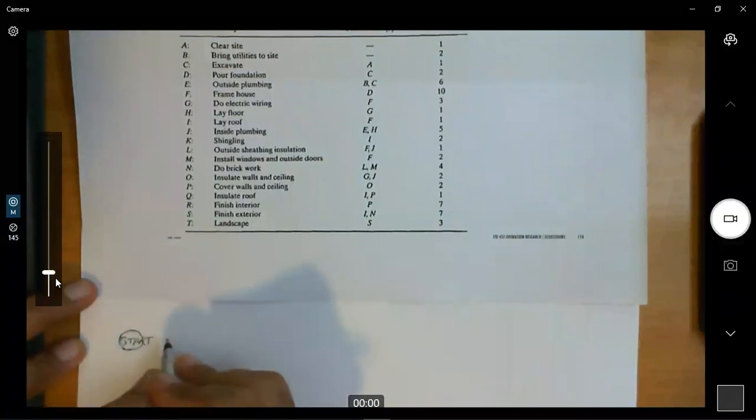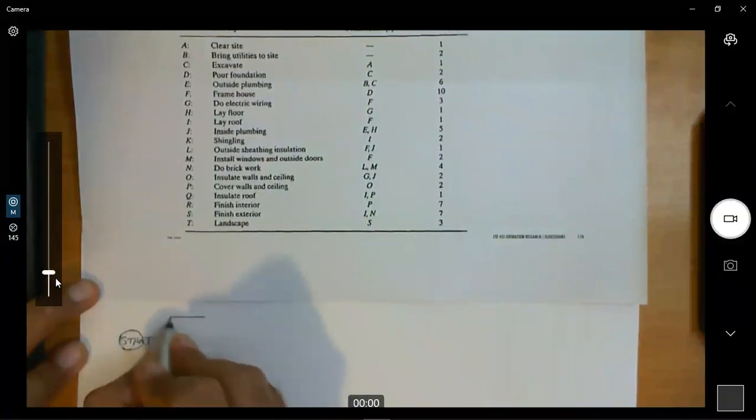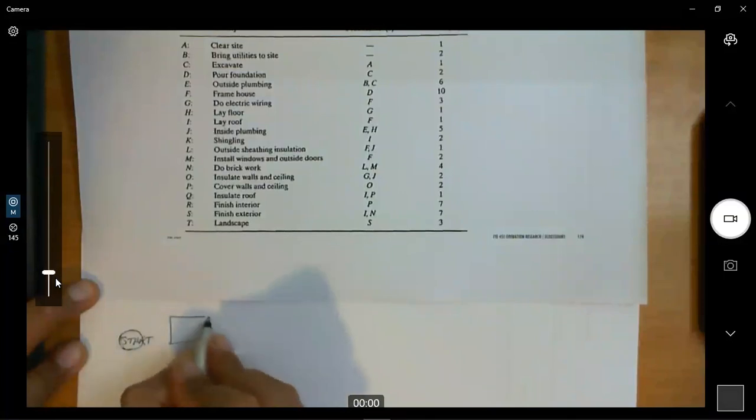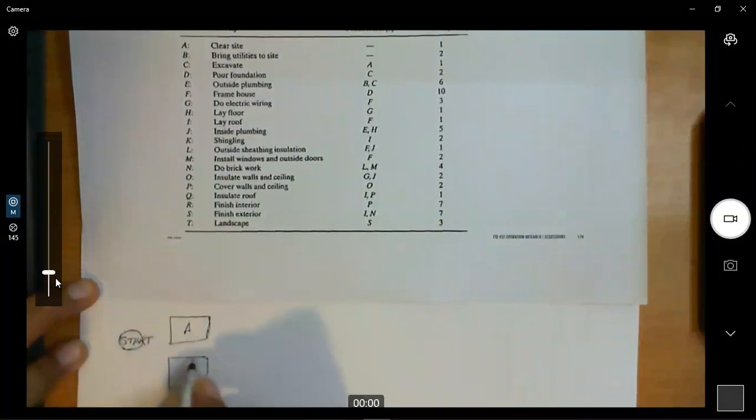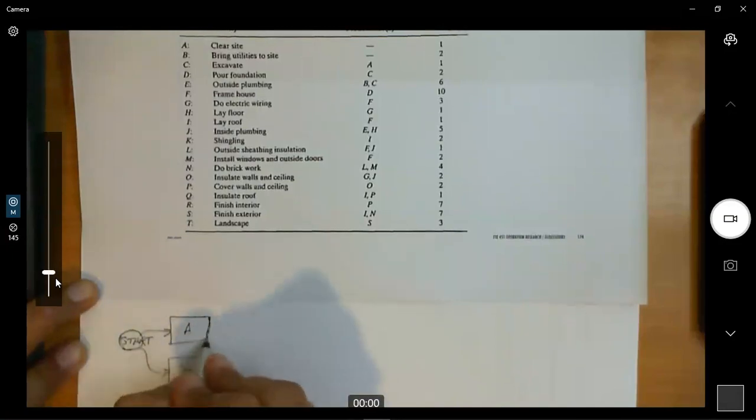That's the start point. Right after the start, A and B don't have any predecessors. So we draw here A. This is just a draft; we are not going to continue doing our calculation on this one. And this B. So from start, A and B will begin. Then excavate. Excavate is after A, so that's activity C.